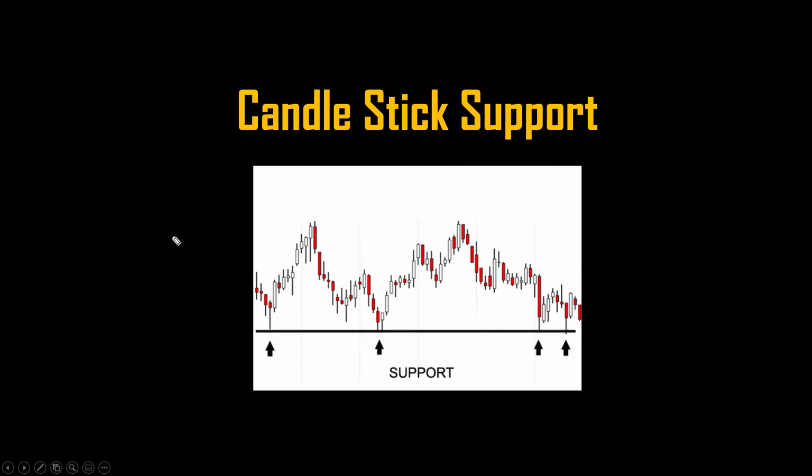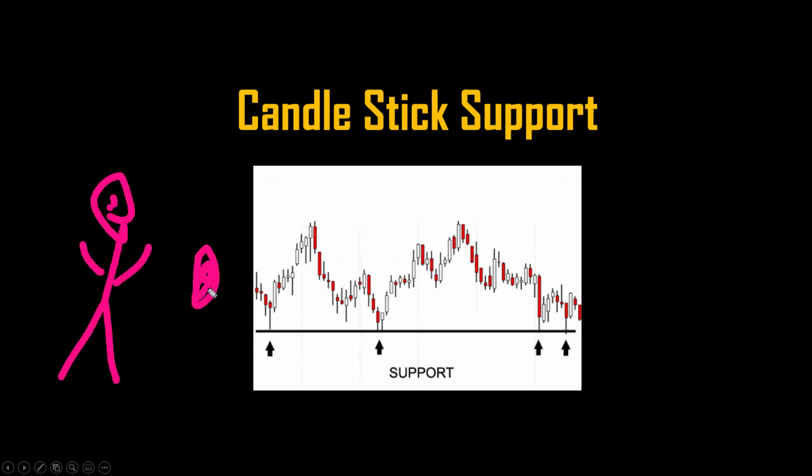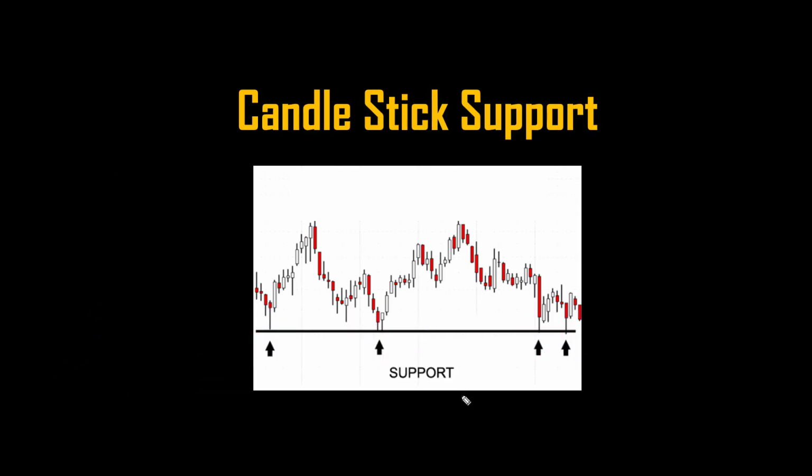So again, think of you're in your house, right? You take a basketball and you keep bouncing it on the floor. It's never going to break through your floor. We call that support. That's called support, and there's multiple ways you could trade off of that by buying off those support levels, dip buying, and getting a nice push up.